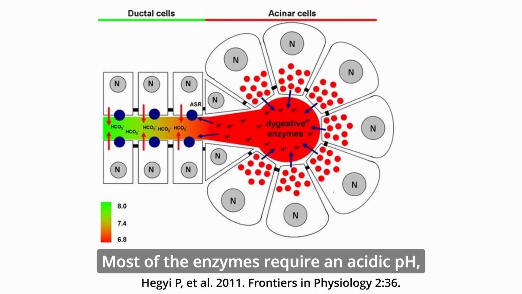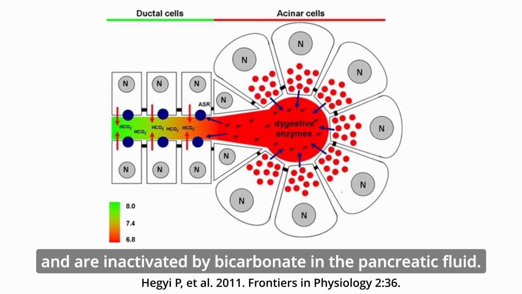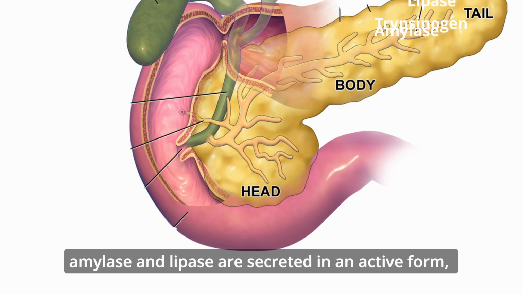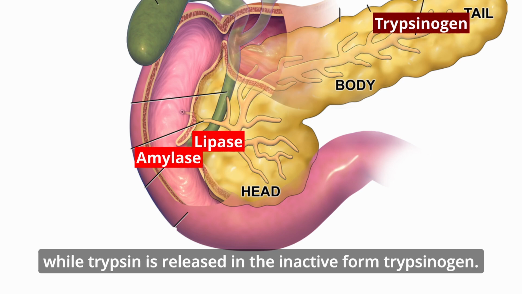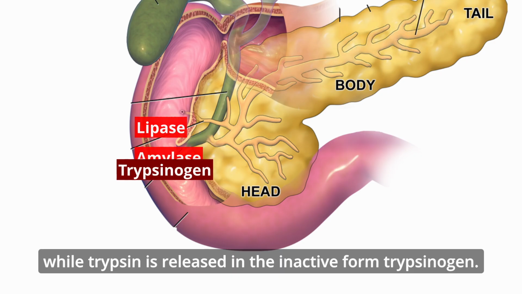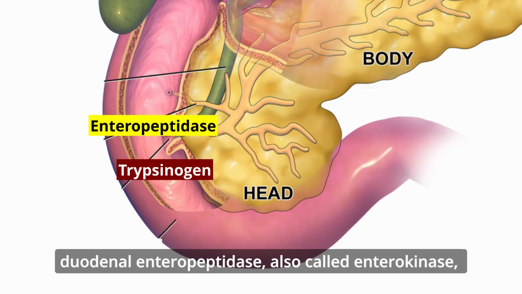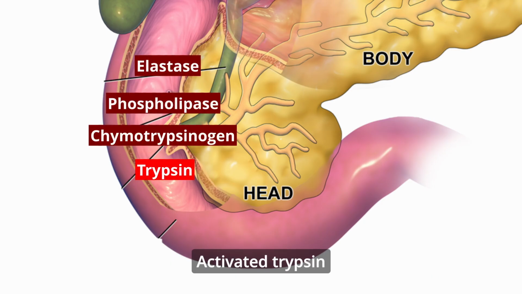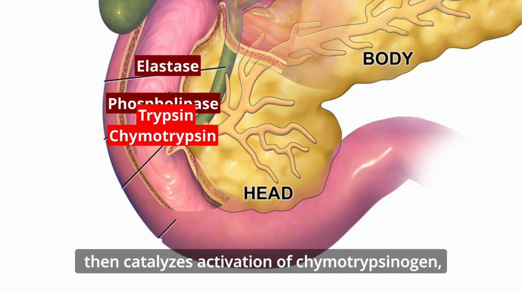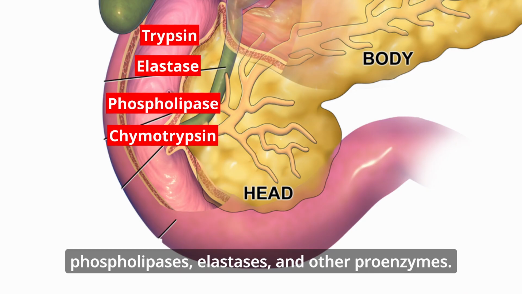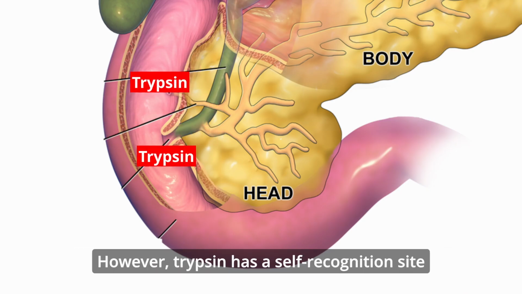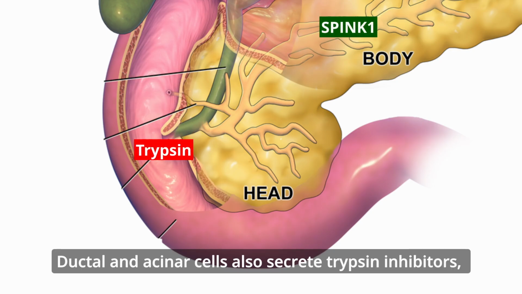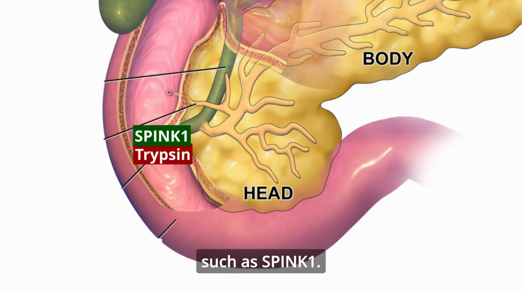Given the potency of the digestive enzymes, the pancreas maintains several fail-safe mechanisms to prevent self-digestion. Most of the enzymes require an acidic pH and are inactivated by bicarbonate in the pancreatic fluid. As the pancreas lacks starch and triglycerides, amylase and lipase are secreted in an active form, while trypsin is released in the inactive form trypsinogen. In the duodenum, duodenal enteropeptidase, also called enterokinase, cleaves trypsinogen into trypsin. Activated trypsin then catalyzes activation of chymotrypsinogen, phospholipases, elastases, and other proenzymes. However, trypsin has a self-recognition site and also catalyzes its own inactivation. Ductal and acinar cells also secrete trypsin inhibitors such as SPINK1.